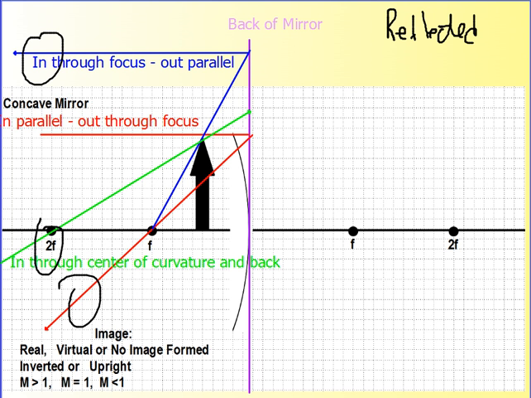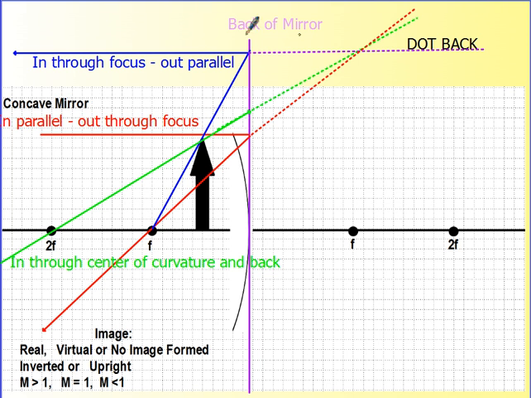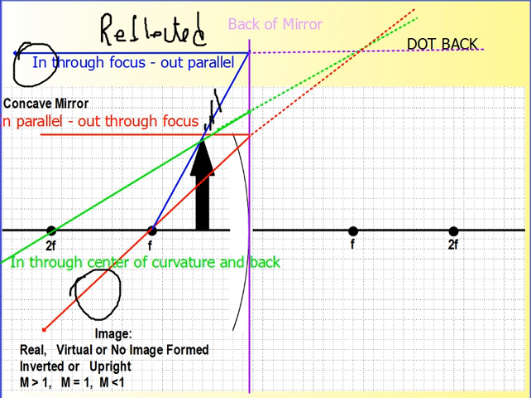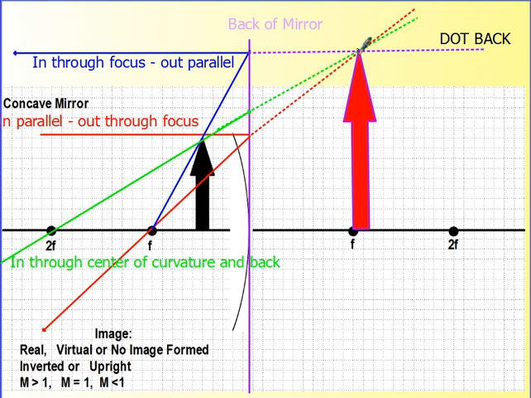You're always looking again for the reflected rays. So what do you do? Well, you have a virtual image. You need to dot your reflected rays back. So this one was reflected, so you dot this one back. Don't dot this one back because that's an incident ray. The one through the center of curvature always goes straight. You can just carry that one through. And then in parallel out through the focus, this is the ray you dot back. And of course, where the three rays intersect, that's your image. So you have a virtual, upright, magnified image here.